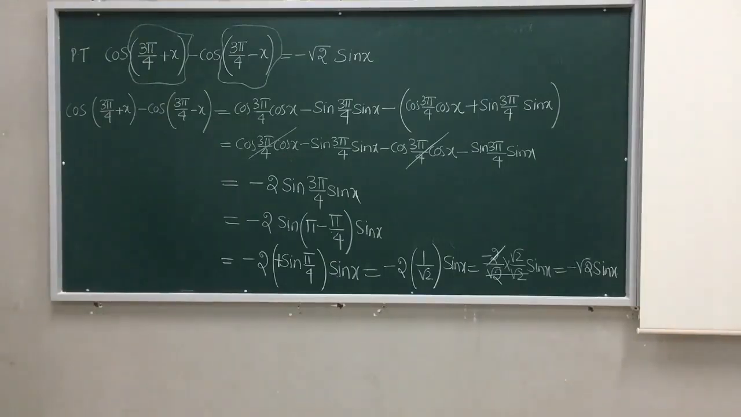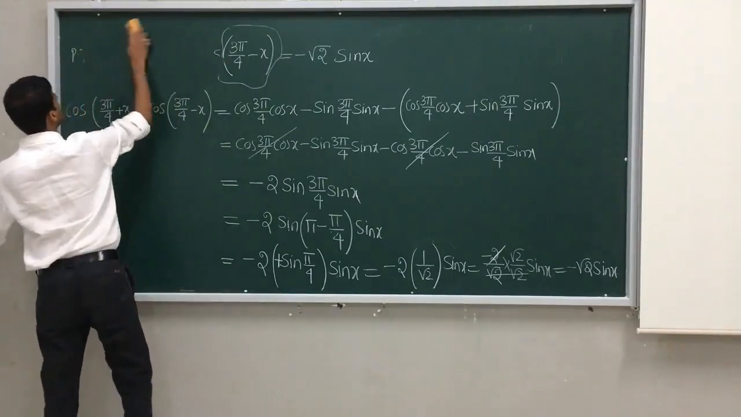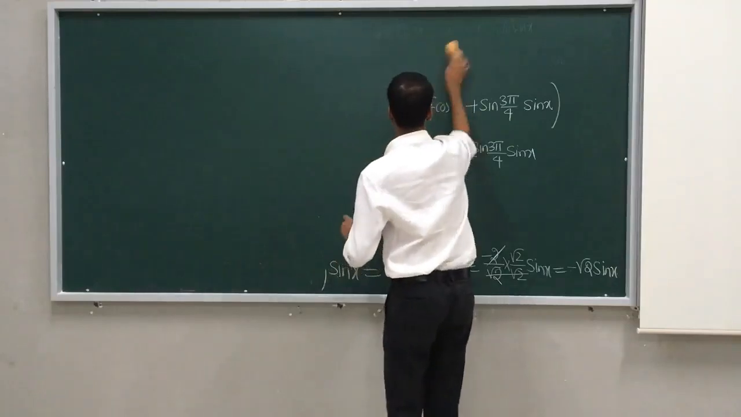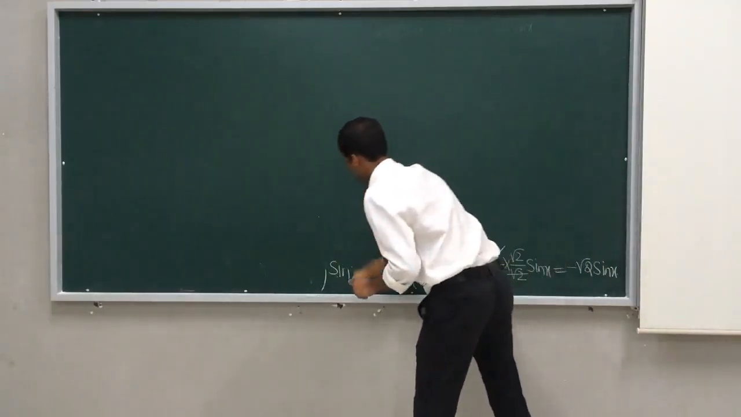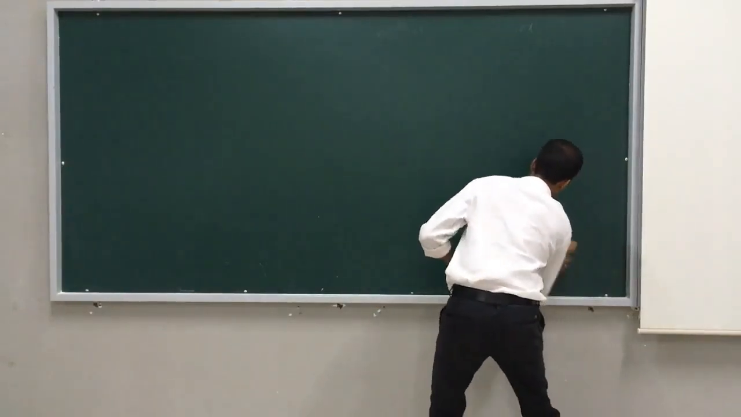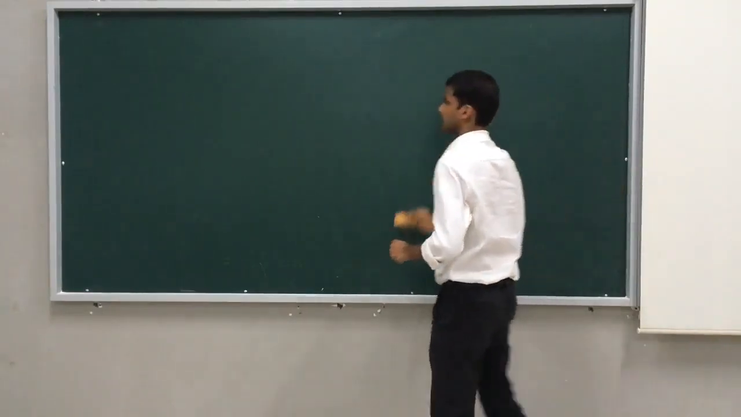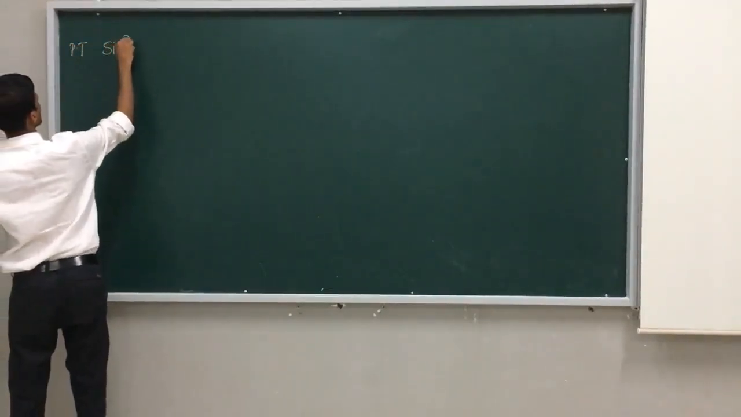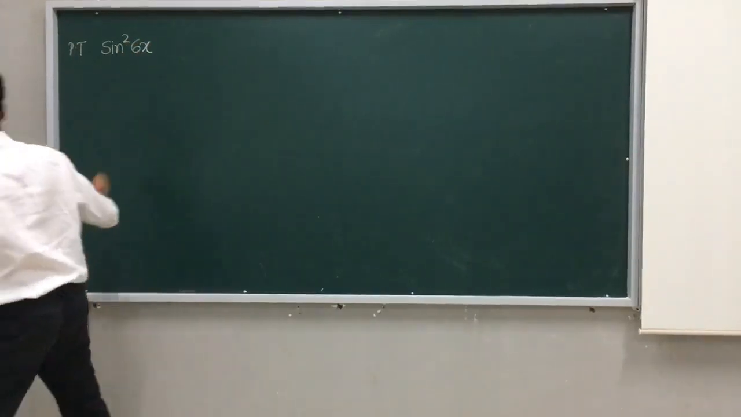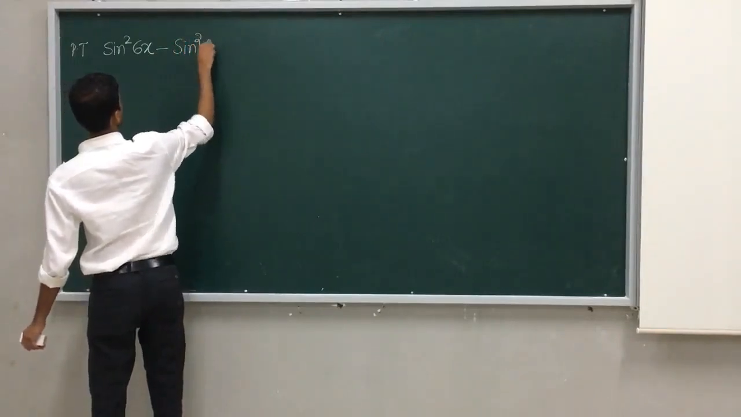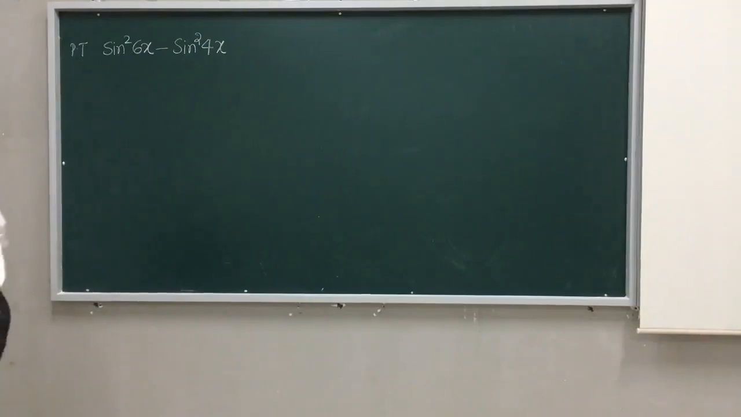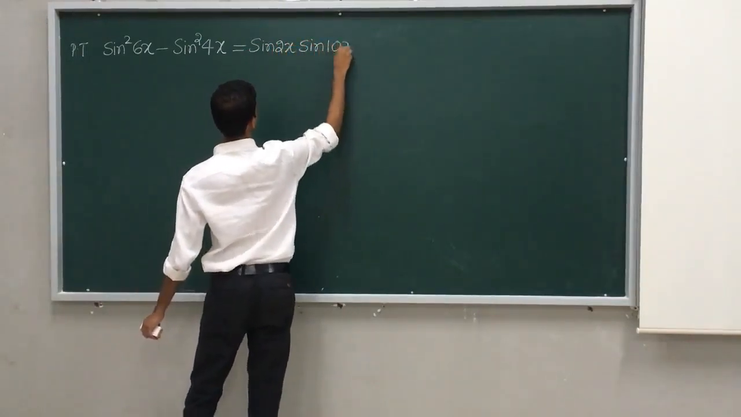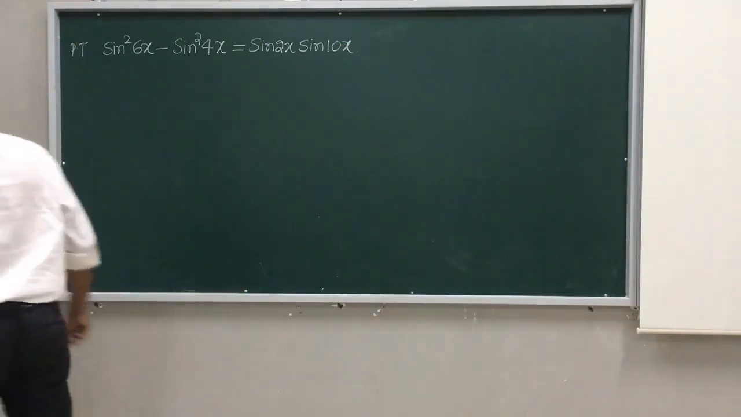So let me discuss another question. Prove that sin² 6x minus sin² 4x is equal to sin 2x sin 10x. Sine square 6x minus sine square 4x equal to sine 2x sine 10x.